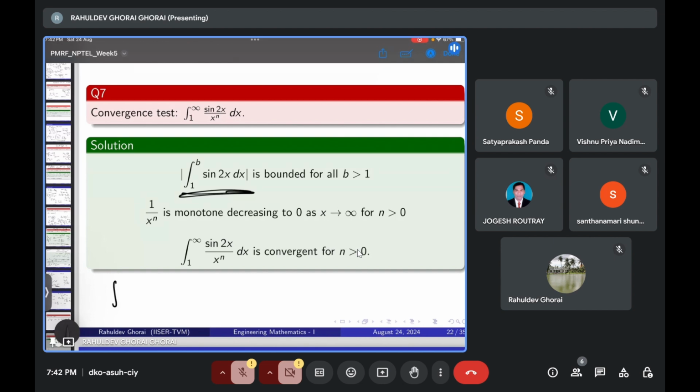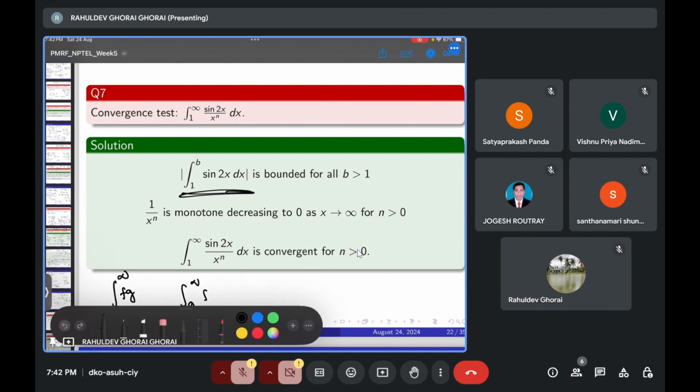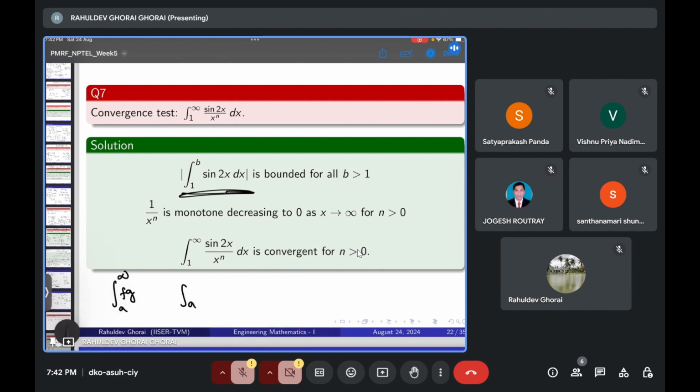Let's say you want to find the integral of fg from a to infinity. What do you have to put? The integral from a to r of modulus of f is bounded, that is, less than infinity, for all r greater than a, and g(x) converges to 0 and is monotonically decreasing. Then the integral from a to infinity of fg will be convergent.